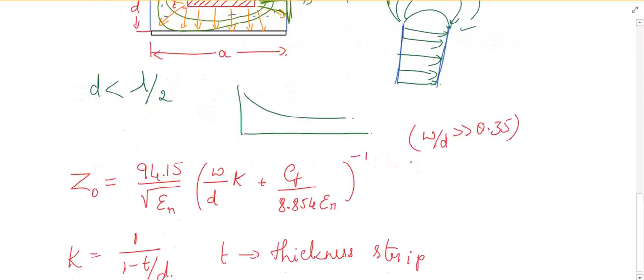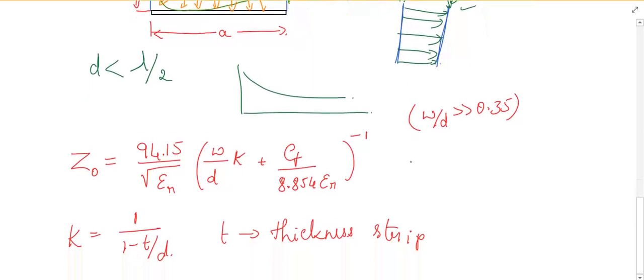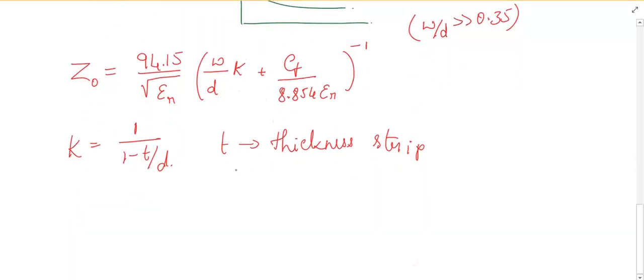Thickness of the strip, you can see in the diagram, even in the diagram we have considered the thickness of the strip as T. What next in that expression? The next thing is D. What is D? D is the distance between the two ground plates, or it is the thickness of the substrate. Anyhow, we can name that a distance between the plates. Now what next? The last thing is about CF.